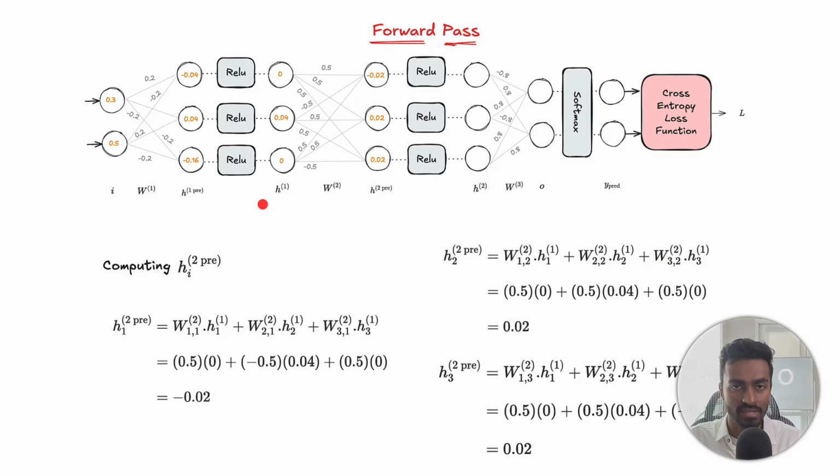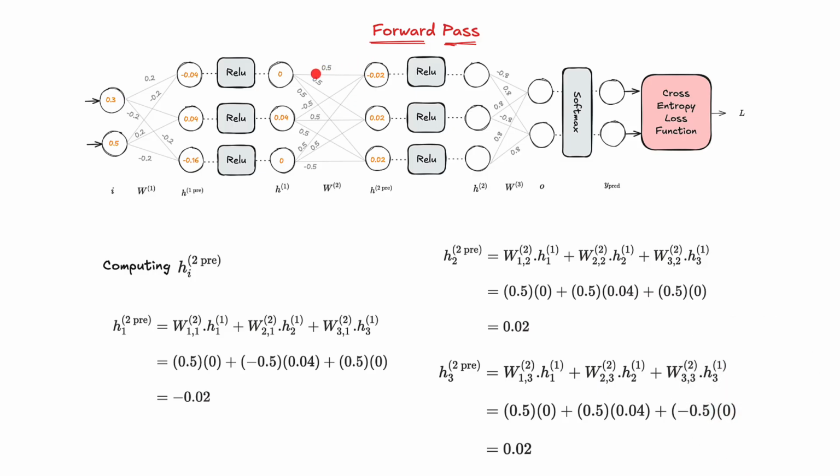And next we perform the same sum of products here. Whatever information is going into here, you'll get negative 0.02. The math is over here. Similarly, you'll get 0.02 here and 0.02 for this third case here. Hope the math here makes sense.